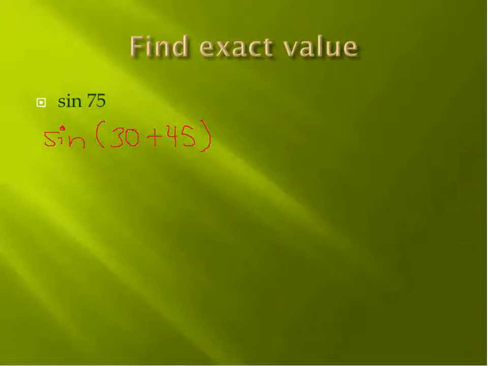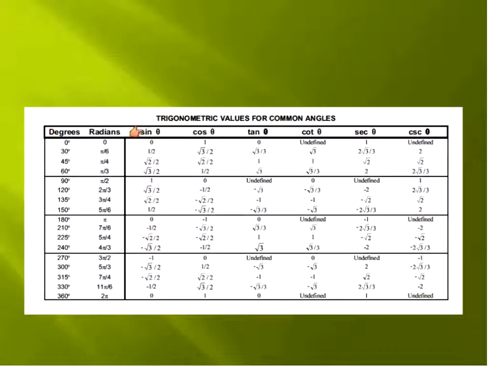Okay, so let's come here and let's write in our formula. So this would be sine 30 cosine 45 plus cosine 30 sine 45. So again, the reason that I'm choosing to write it as the addition of two angles is because I have a formula for that. Now from here, I'm going to use my handy dandy chart and look up what each of these are. So sine 30, let's look at my chart. Sine of 30 is 1/2.